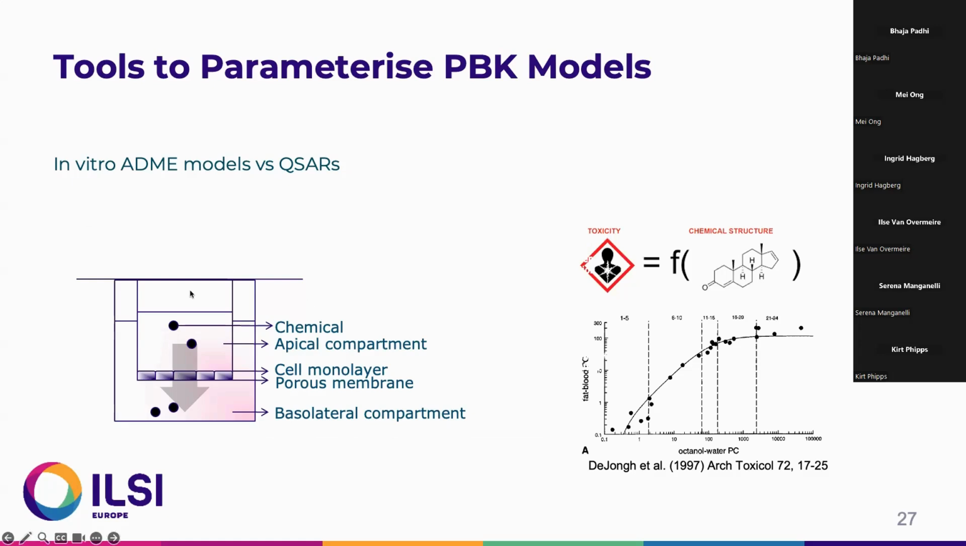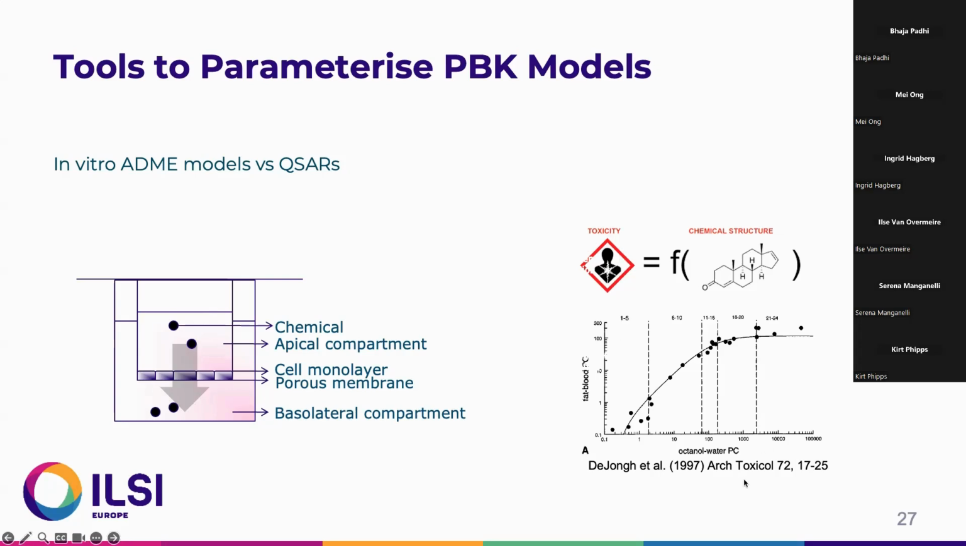So I've got an example here. This is a schematic of the Caco-2 permeability assay, where you add the compound in the apical compartment and you observe the speed at which it passes the membrane, the intestinal membrane here, into the basolateral compartment. And from there you can estimate an apparent permeability, which you can then translate into a flux and use that in your PBK model.